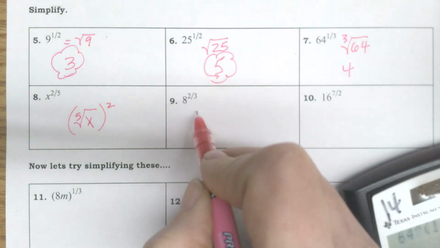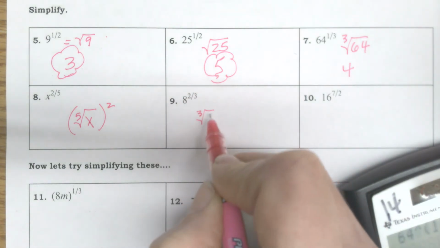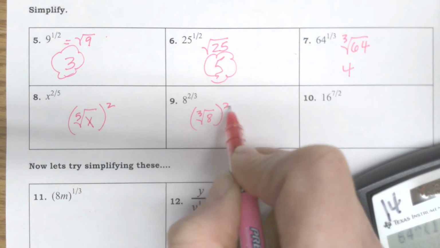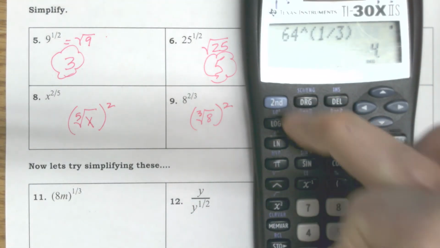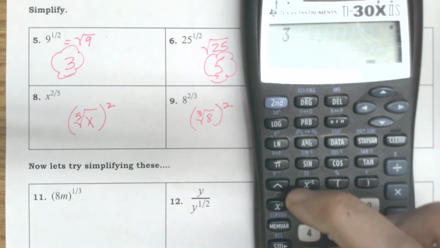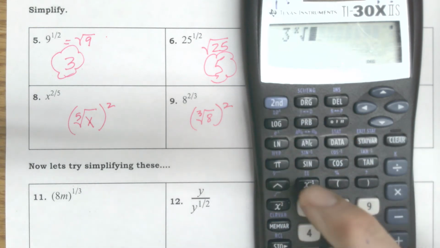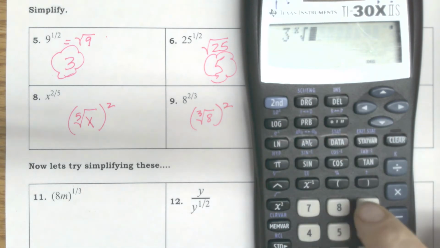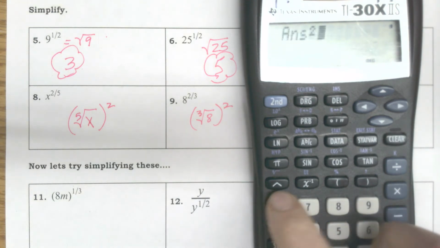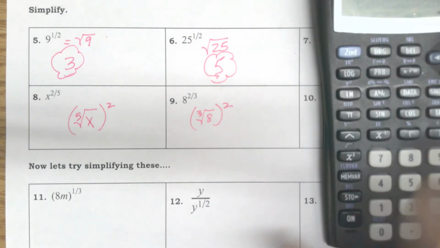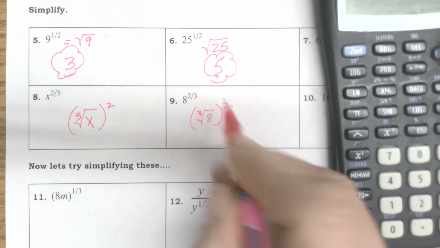So this next one is the cube root of 8 squared. So I'm going to find the cube root of 8. So 3 second root, that's how I plug it in mine, of 8. I get that answer, and then I can square it. Take that answer, square it, and I get 4.